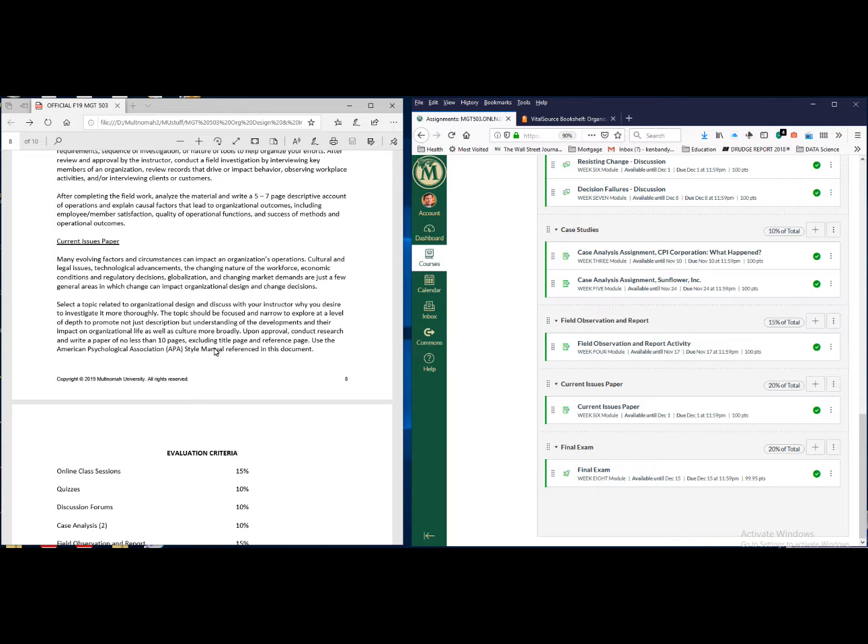So conduct the research, which means basically clicking on that library link and pulling some topically based literature. It should be more than 10 pages long, not including the title page or the reference sheet. So it'll be substantive but not huge. And then use the APA style manual.